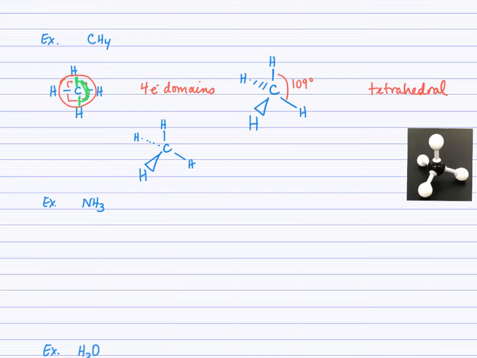Okay, so our next example here is NH3. As you draw a Lewis diagram for NH3, you'll notice the 8 electrons distribute into 4 electron domains. This time, oh, I just realized I forgot to write the general formula for CH4. So there was AB4. This time we have 1 central atom, 3 bonded atoms, and a lone pair.